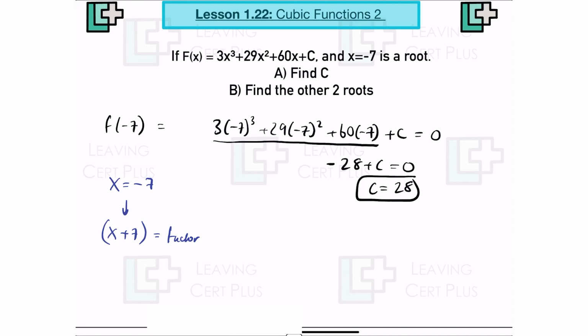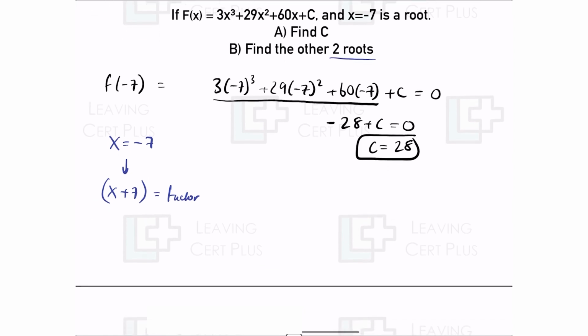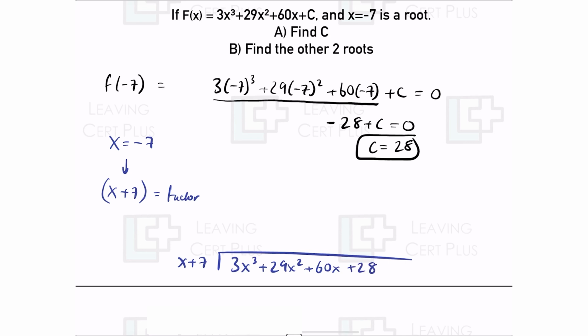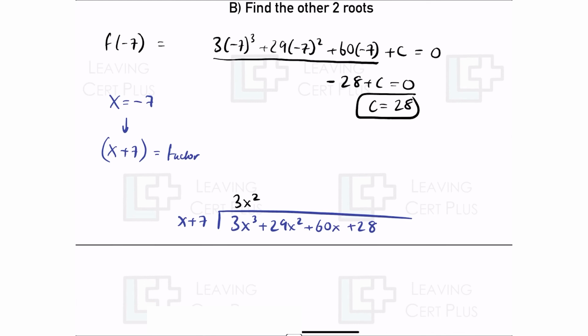So therefore we can do long division then between the factor and our f of x function to find a quadratic, to factorize and to find the other two roots. So we're going to divide x plus 7, our factor, into the completed equation, which is 3x cubed plus 29x squared plus 60x, and our c is plus 28. So dividing in here, that's going to be 3x squared. So multiplying in that 3x squared, we got 3x cubed, and you've got plus, and 3 times 7 is 21x squared. Changing the signs to negative, that's going to be 8x squared, bring down your 60, so that's plus 60x.